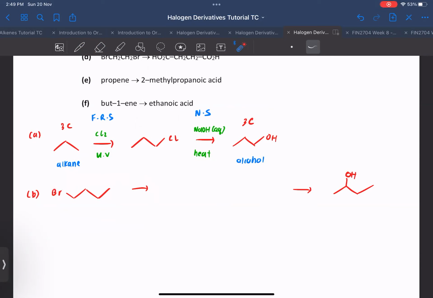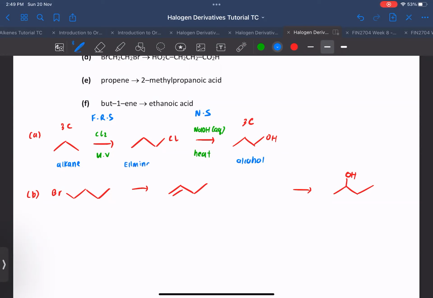Okay, good. We are trying to remove the Br because it's no longer on that first carbon. How do I remove Br? It's via elimination, right? Elimination will give me my alkene, and the double bond will be here, because that's the only place where you can form the alkene. So take note, this is an elimination reaction.